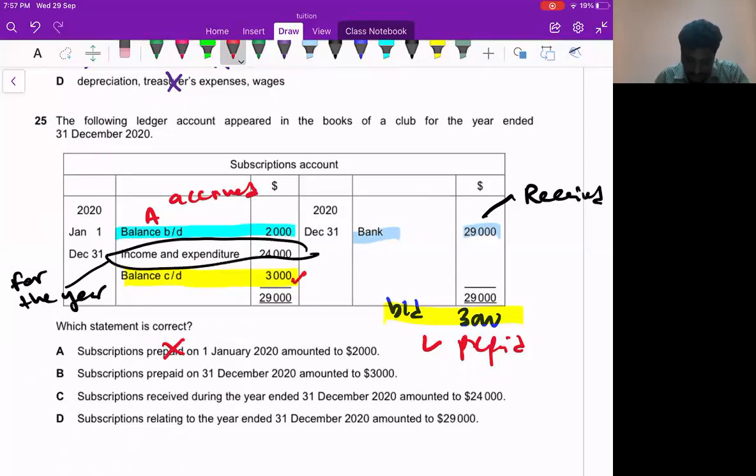Subscription received during the year is 24,000. No. It's not received. It is for the year. Subscription relating to the year ended 31st December amounted to 29,000. No, the other way around. So the answer is B.